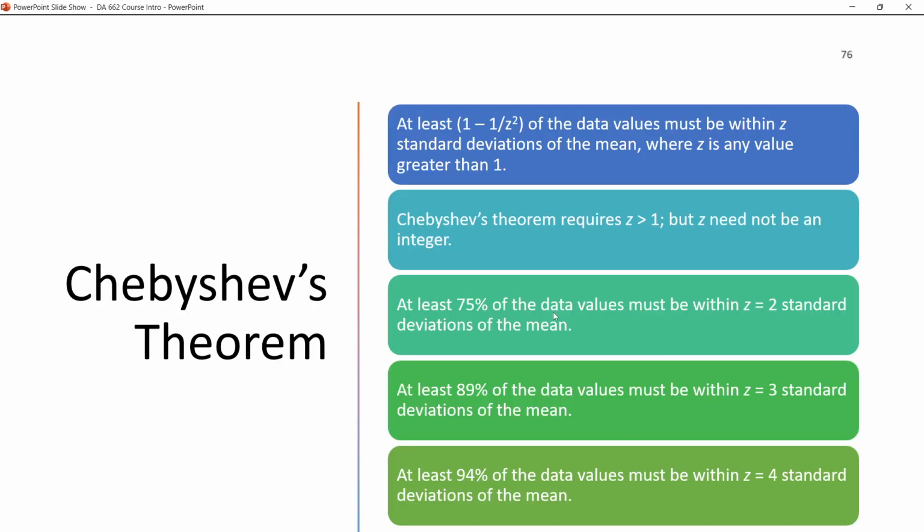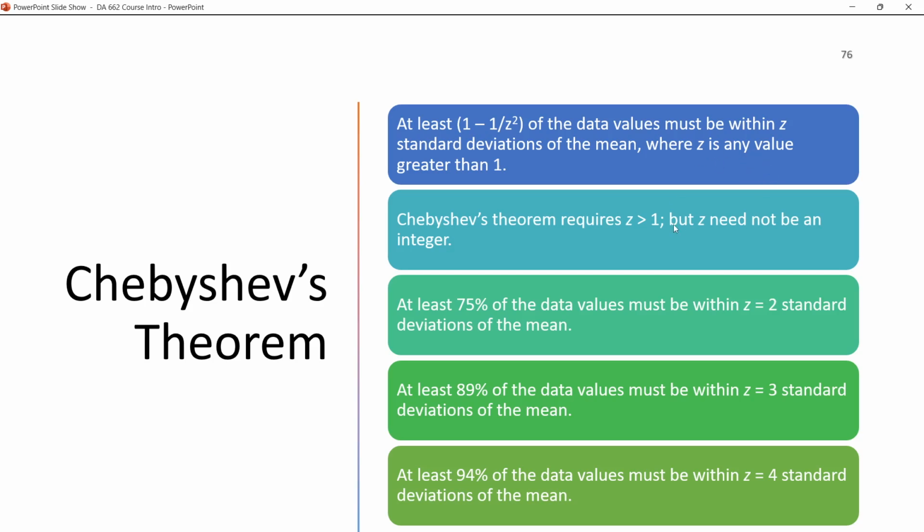There is a generalized theory that tells us, in fact, even when the normal distribution isn't correct, there are still some hard bounds for how much data can be a certain distance from the mean in terms of statistical distance. Chebyshev's theorem says at least 1 minus 1 over z squared of the data values must be within z standard deviations from the mean, where z is any value greater than 1.